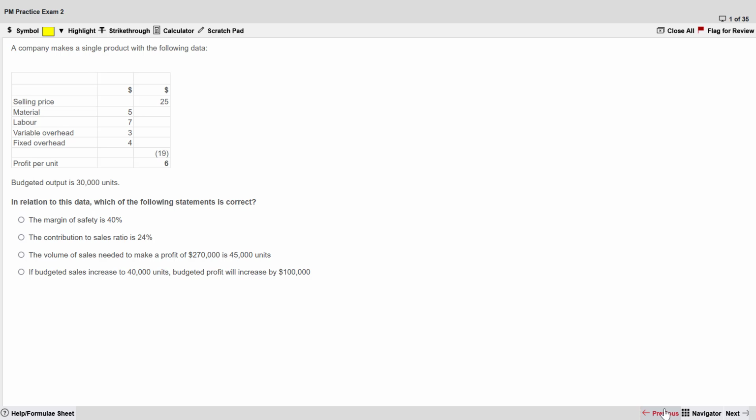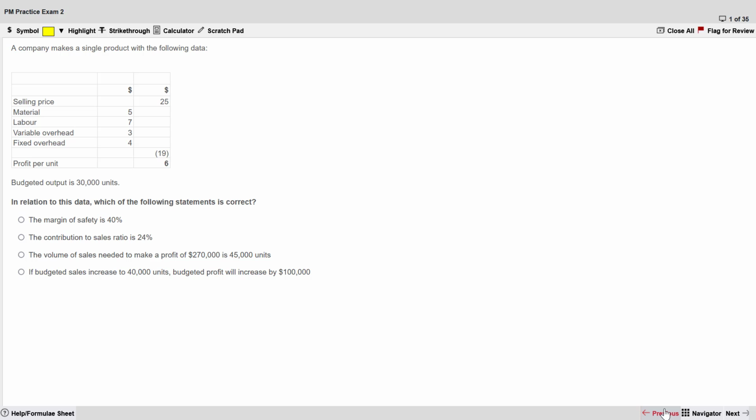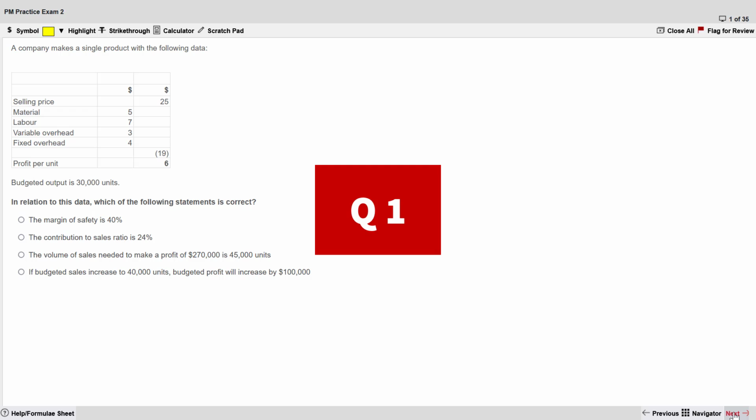Then you can come back into Section A and finish up anything that you didn't do and guess at all of the remaining questions if you have that option. Let's begin our debrief of Section A. I'm going to take the questions sequentially. Remember, in the real exam, you'll go through them first, doing the easy ones first, but here we'll just go through them in order. Question 1, a more difficult question.